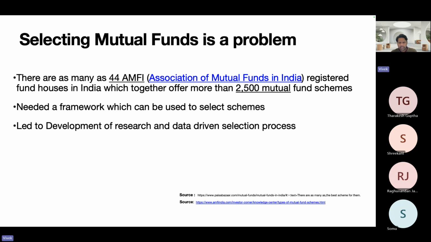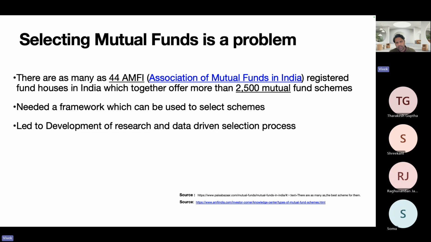Now, as I was telling, the main problem with mutual funds is the number of schemes. This data is from a fortnight or maybe a month back. There are 44 AMCs, or Asset Management Companies, in India, and together they offer about 2,500 mutual fund schemes. Humanly, it may not be possible. With AI, maybe we should be able to do some dicing and slicing, but humanly, it's not possible to analyze 2,500 mutual fund schemes. So definitely, you will need a framework which you can use.